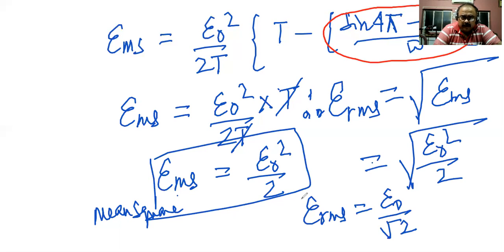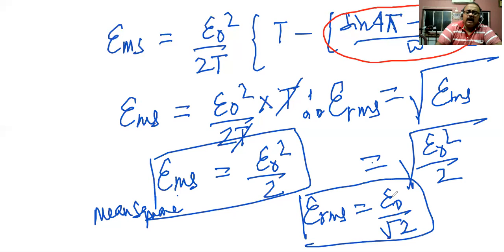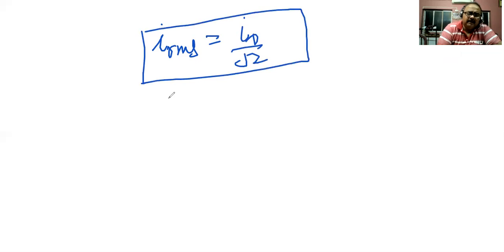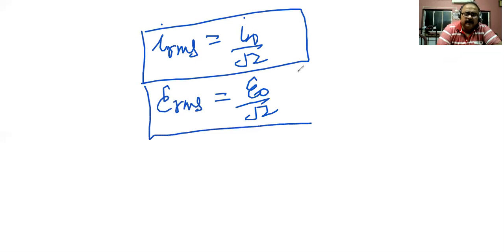So this is your ERMS. ERMS is equal to E naught by root 2. And similarly for an alternating current, IRMS is equal to I naught by root 2. Very, very important, children. ERMS is equal to E naught by root 2, where E naught is your peak EMF and I naught is your peak current. Sometimes we call IRMS as I virtual, and sometimes we call ERMS as E virtual.